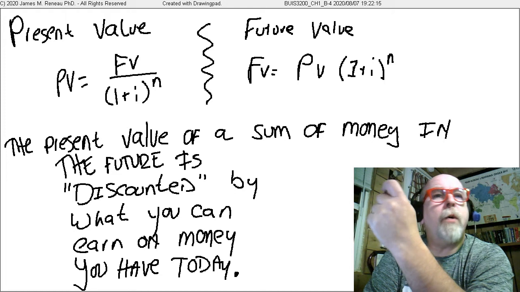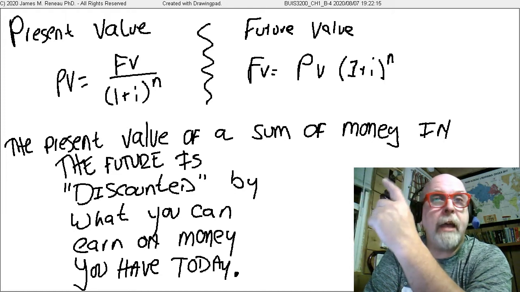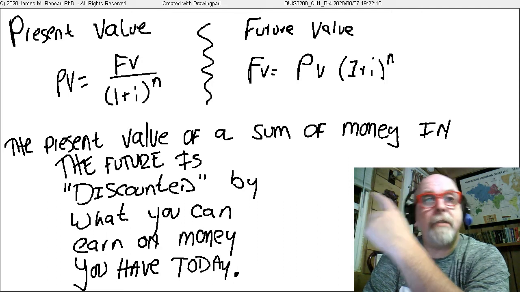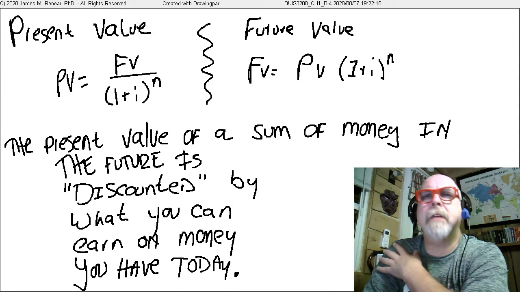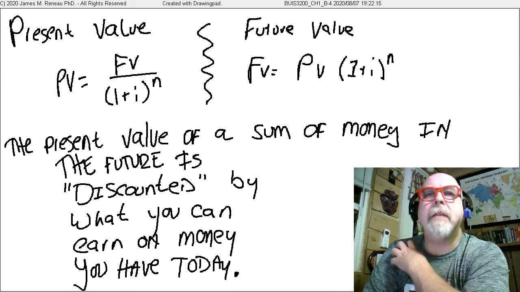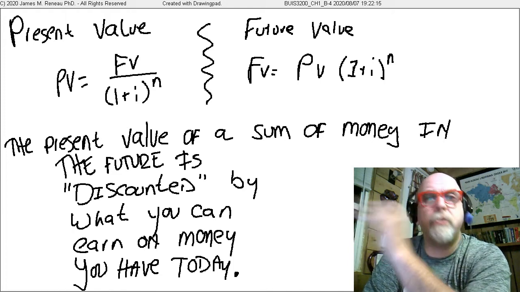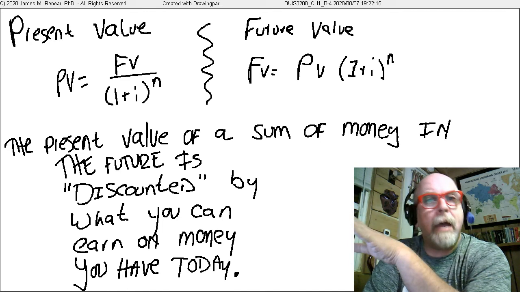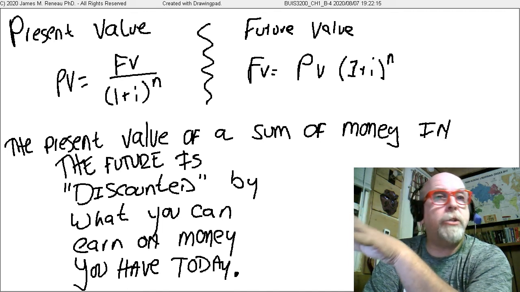But if we know a future value and when we need it, we can plug it in and solve for present value, which is what the present value function there does. Let's look at that function and just say in words what it means. The present value is the sum of the money in the future. The FV, future value, is discounted by what you can gain or earn on your money that you have today.